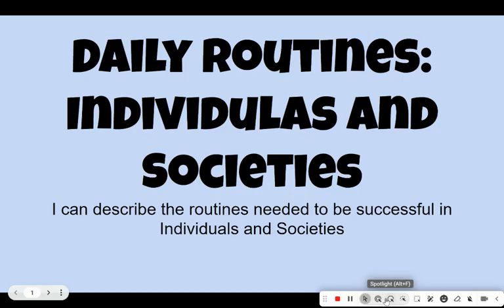If you have, then let's just write the learning target at the top that says, I can describe the routines needed to be successful in individuals and societies. All you need to add is the word routines. That's the focus that we have for today.